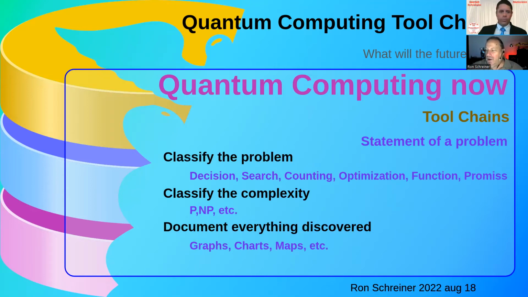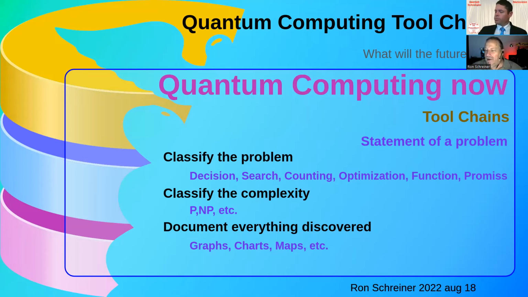So we look at the first thing here, statement of a problem. And these are just a couple of things. There's probably more steps to this, but usually you classify the problem. Is it a decision problem, a search problem, counting, optimization? There's a lot of optimization problems going on in the quantum world. Are you just writing a function? Is it a promise problem? And that tends to refer to asynchronous issues where you're trying to connect multiple things together.